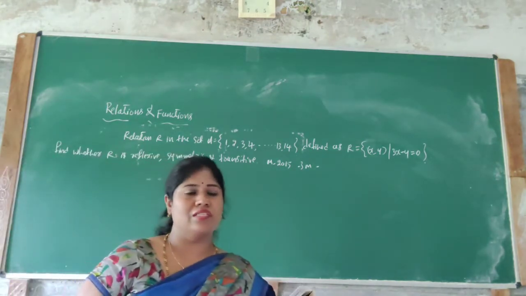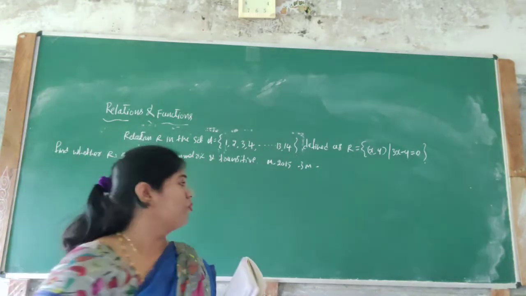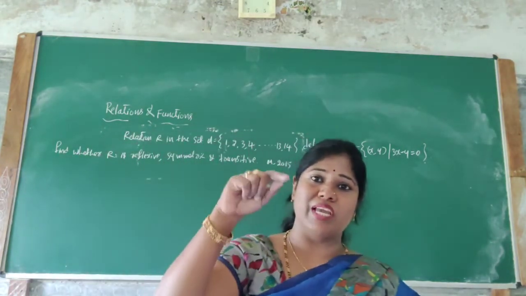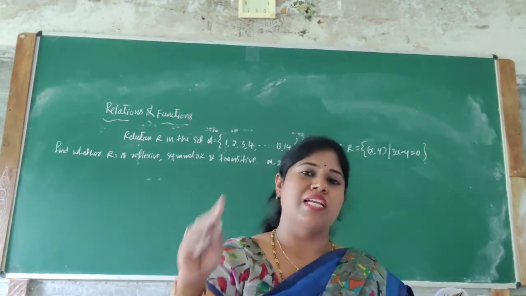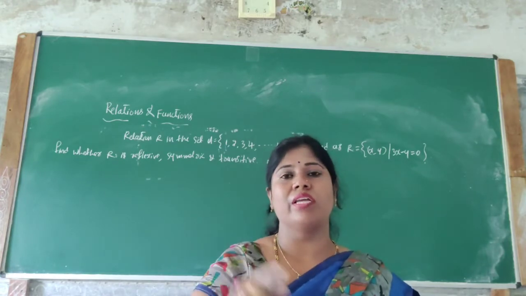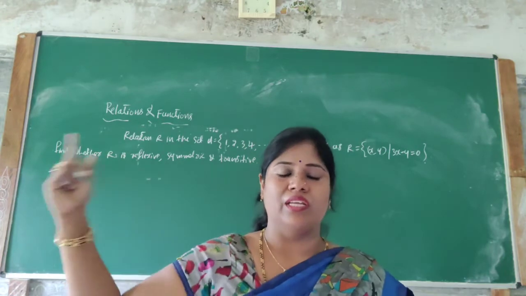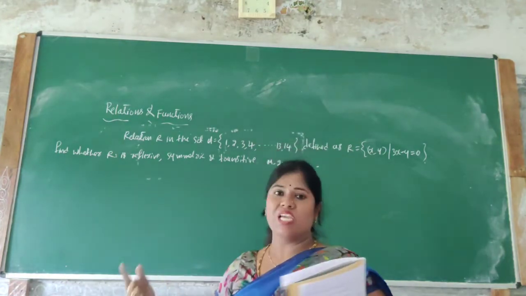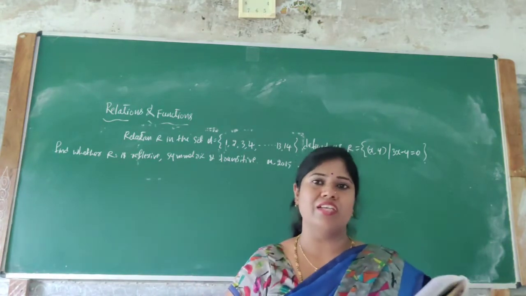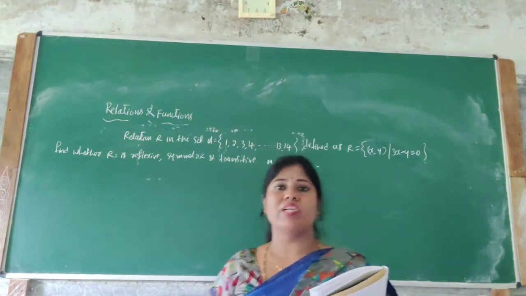So reflexive means (a, a) should belong to the set R. And symmetric: if (a, b) belongs to R, implies (b, a) should also belong to R. Transitive: if (a, b) belongs to R and (b, c) belongs to R, implies (a, c) belongs to R. These conditions should be satisfied. Then only it is called an equivalence relation. We have to check all three conditions, whether they are satisfied or not.